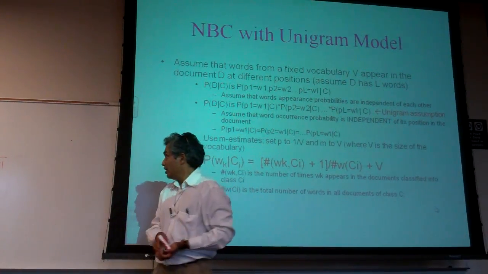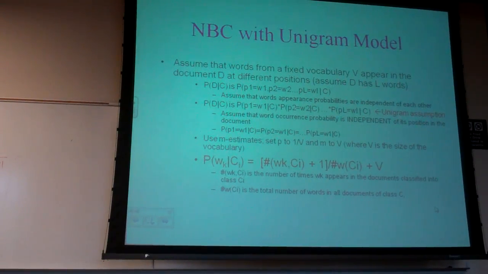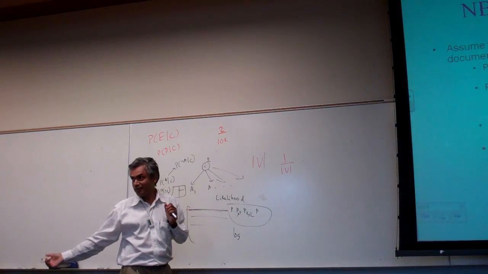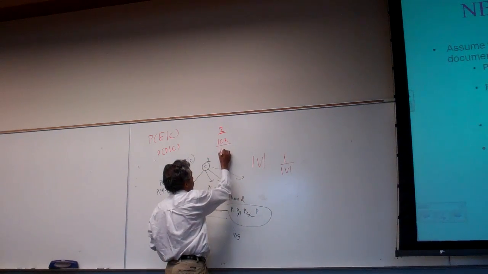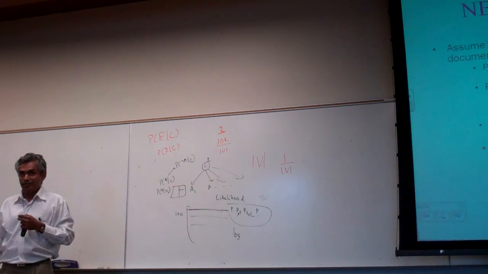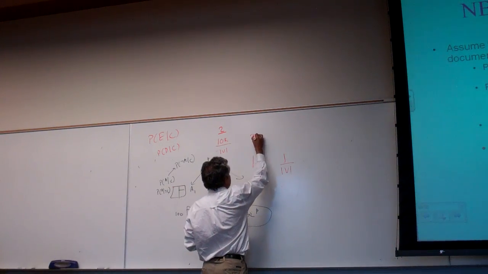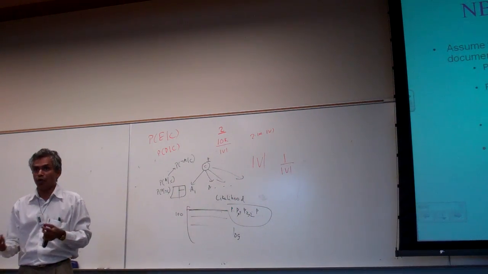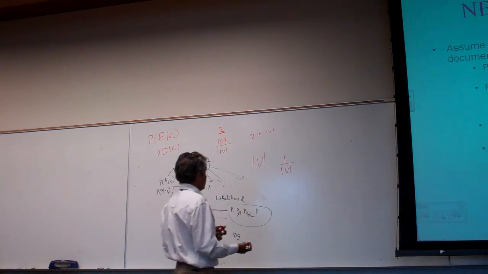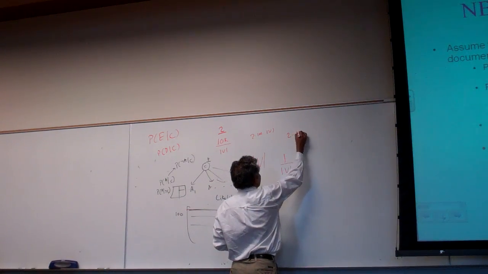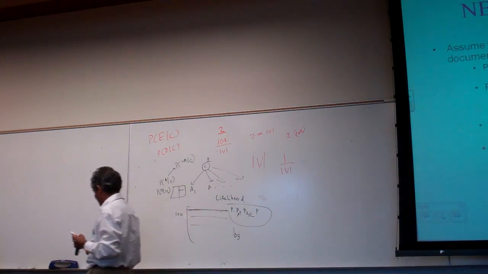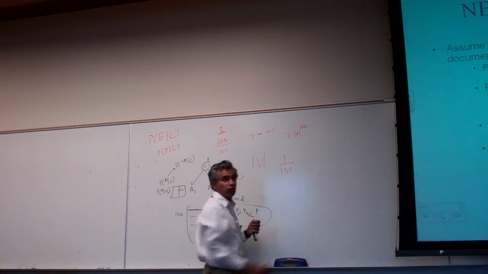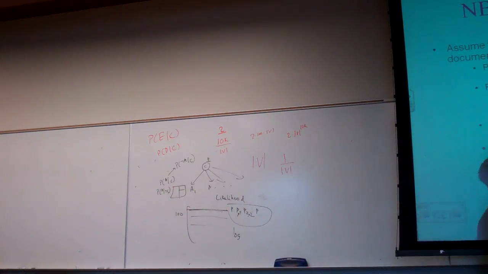So if you have two classes, and if there are 10,000 positions that you're considering in the largest document, and you have V words, which is the size of the vocabulary, then you essentially wind up needing 2 times 10K times V probabilities, which is still significantly better than 2 times V to the power 10K, which is what you would have needed if you were trying to use the full joint probabilities.